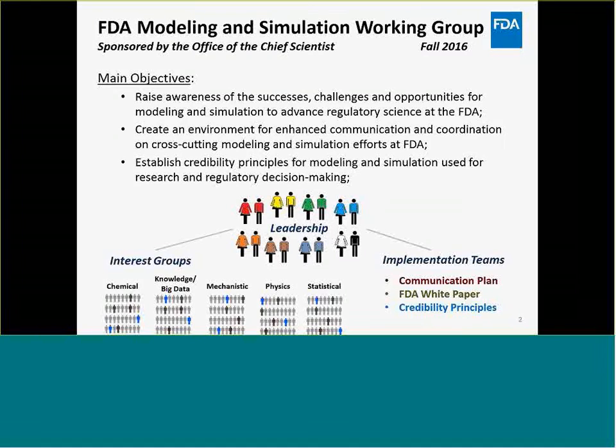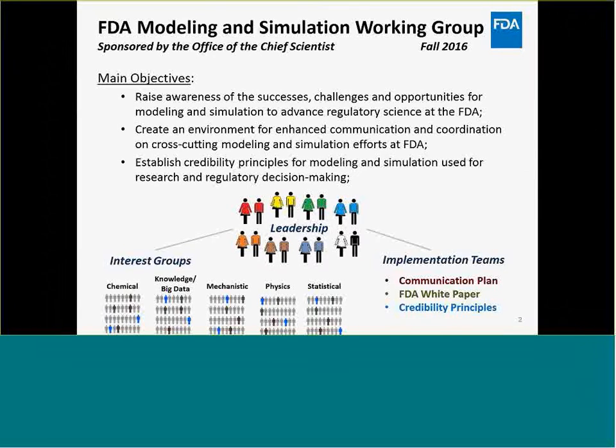Our main objectives, in particular one personal objective for me, is to really raise awareness around success stories of modeling and simulation used in regulatory decision-making across the agency, specific to advancing regulatory science. But in that same document that we want to work on is to identify challenges and then opportunities. We are trying to create a collaboration environment. And another key thing is to establish credibility principles for modeling and simulation used in regulatory decision-making.